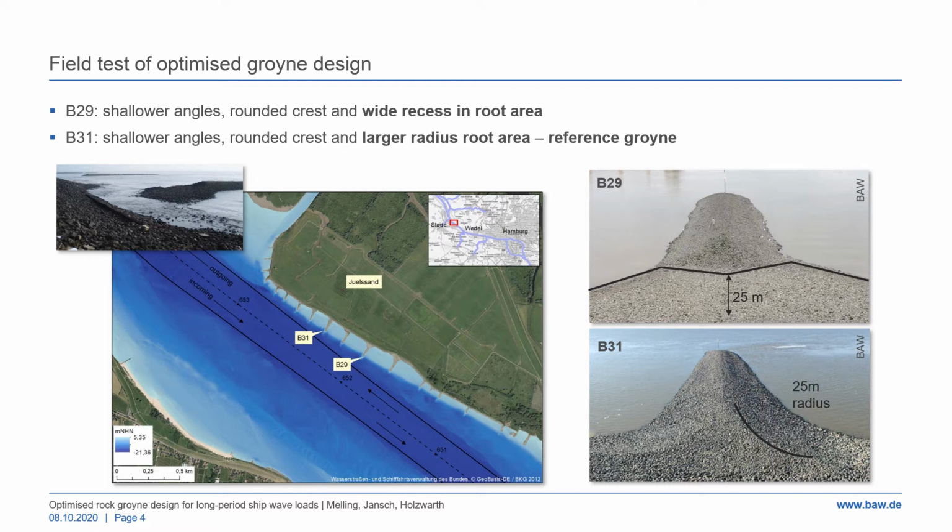B29 was rebuilt with a wide recess and scour protection in the root area, but no root in the traditional sense. The other, B31, which functions as the reference groyne in this study, was built in a conventional design, only that the groyne root was strengthened by widening it and increasing the radius of the root to 25 meters. The recessed groyne design was inspired by the observed damage patterns and aims to reduce wave focusing effects and allow the bypassing of wave energy. Both groynes were rebuilt using the original rock grading of CP 9250 in order to gauge the performance of the geometrical modifications.